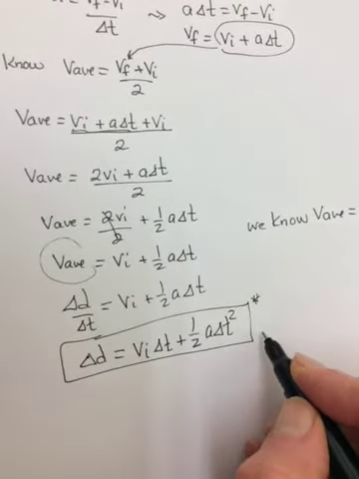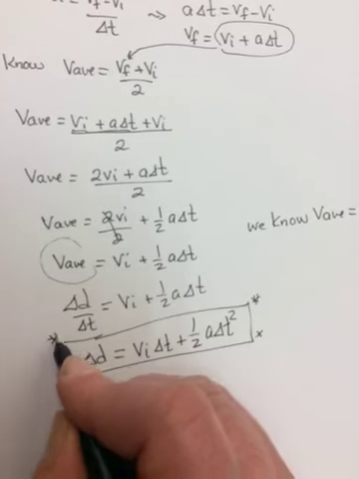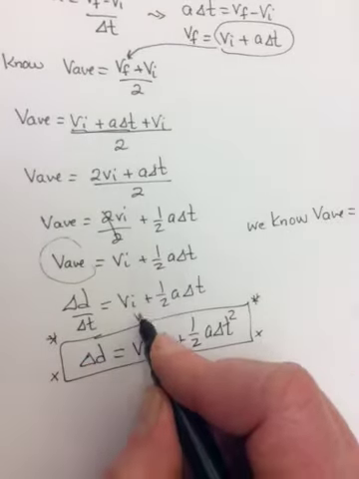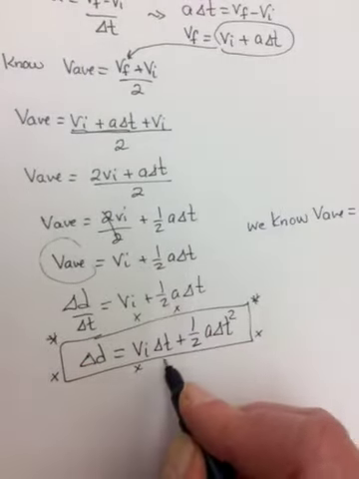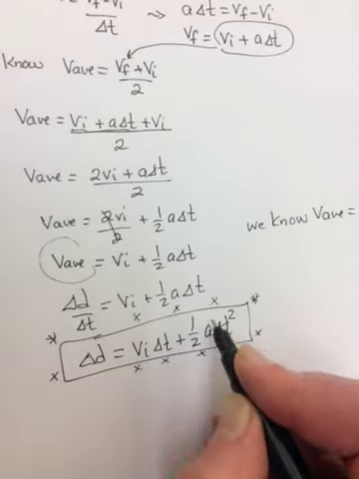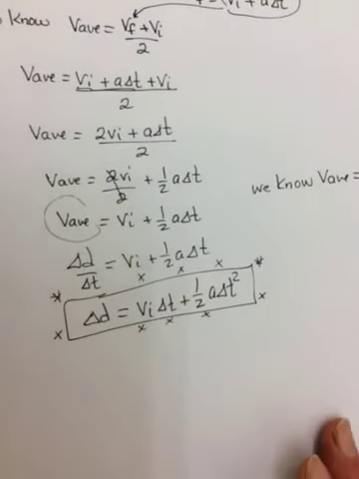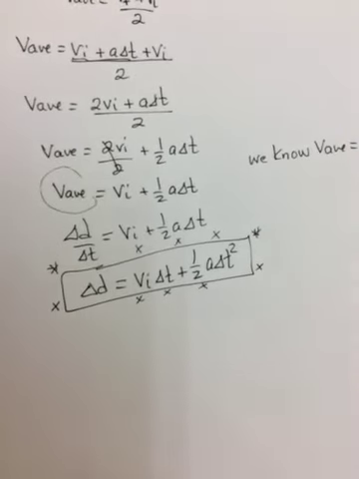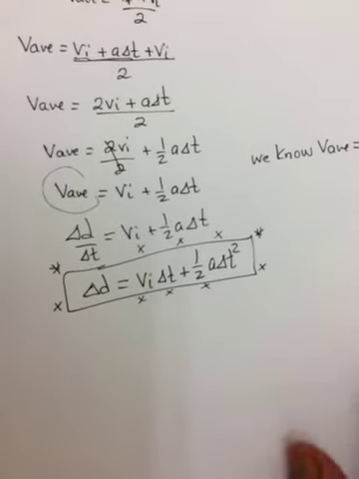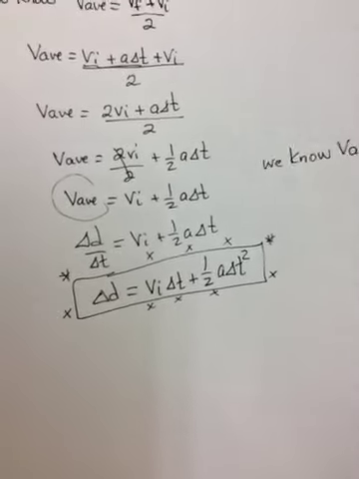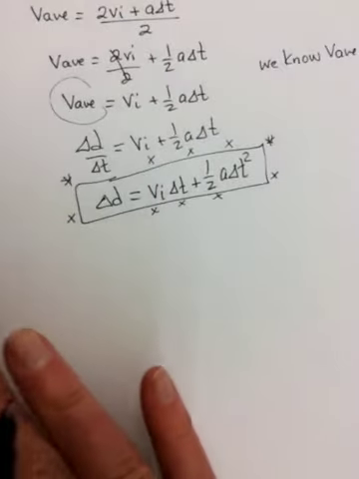You should star this equation, you should highlight it, you should make fireworks coming out of it. This is probably the most important equation. Before long, you will be able to say delta d is equal to vi delta t plus 1/2 a delta t squared without even blinking. That's one. I promised 2.